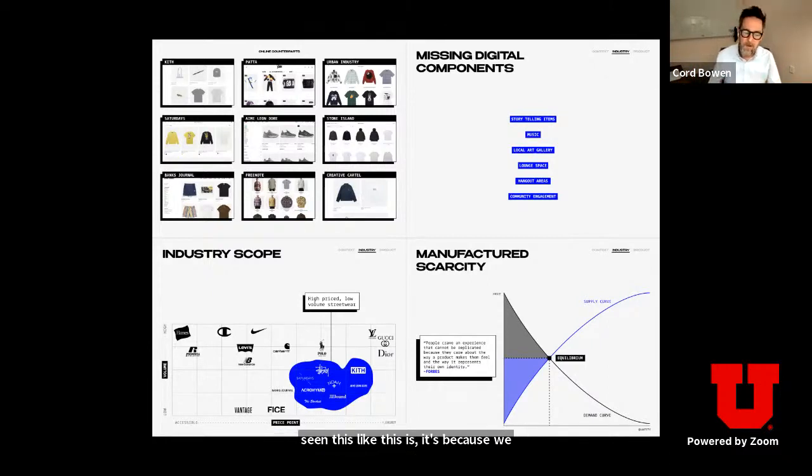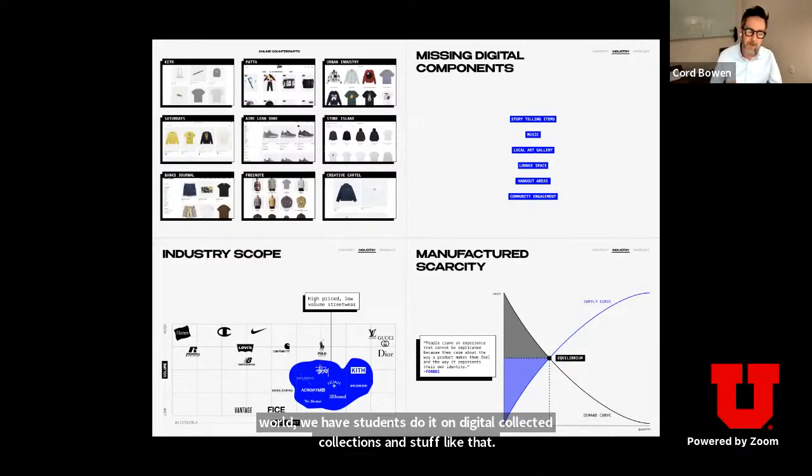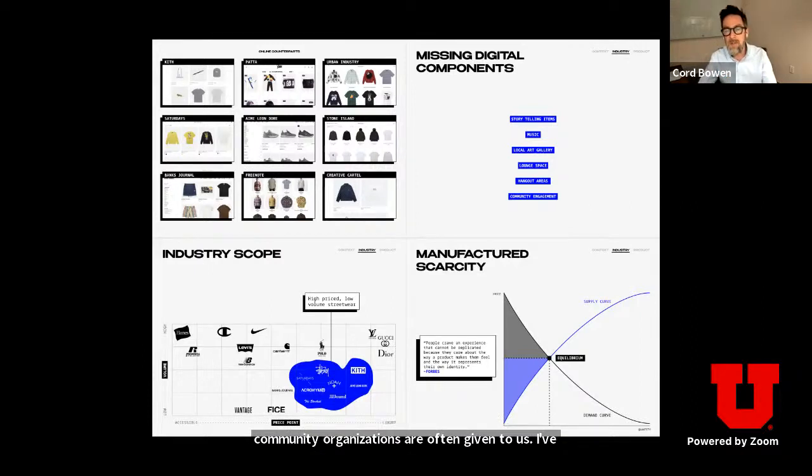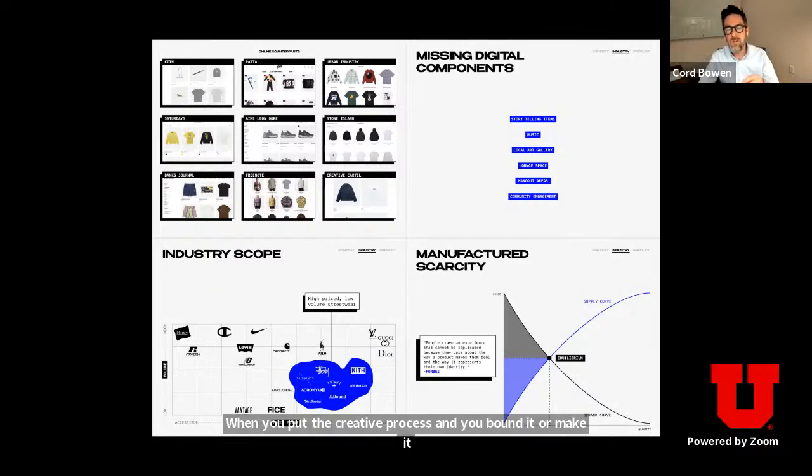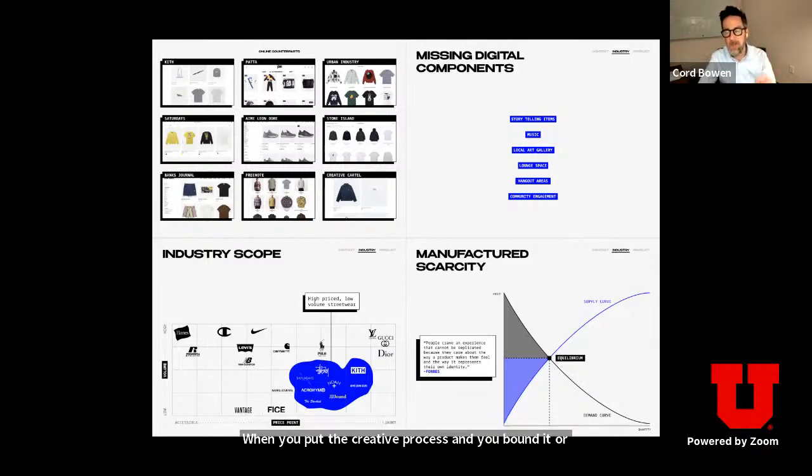Even looking in the art world, we had students do digital collections and stuff like that. Social impact, when we do studios in our junior year, community organizations are often giving views that have never been seen before. And this is what it means to enable designers to have bigger conversations, not just to design the chair, but to ask, what does it mean to sit? When you bound the creative process or make it boundless, let's say, it starts to solve problems and it becomes inclusive, where not just the designer can do it, but anybody that joins that team can be a part of that conversation.